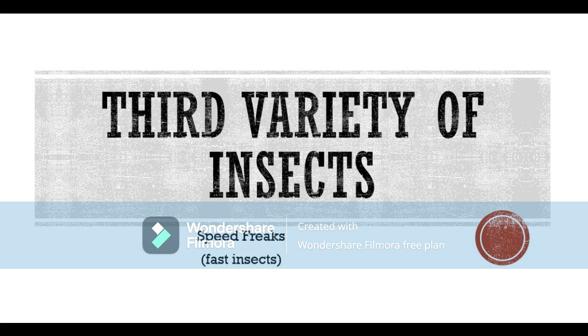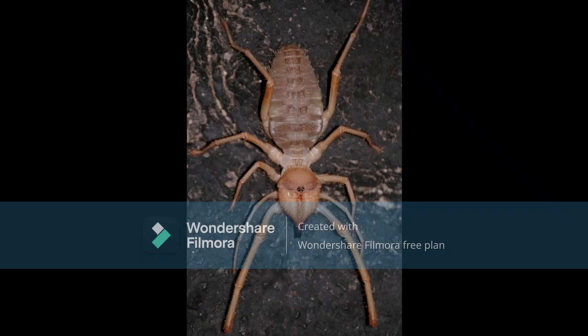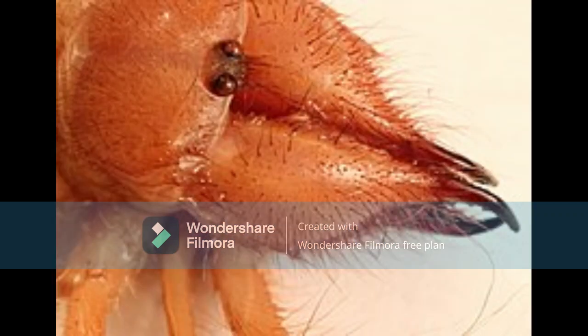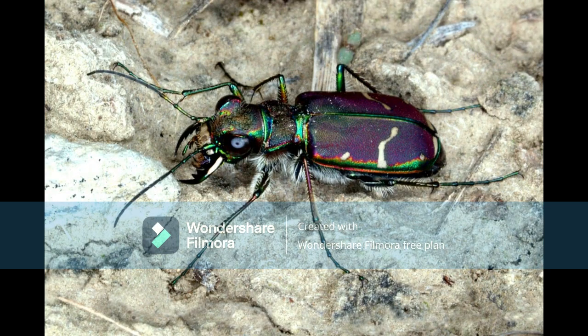The third variety is speed freaks, fast insects. One of the fastest running of all invertebrates is the solifuge, also known as camel spider or wind scorpion. It isn't a true spider or a scorpion, but it's an arachnid with 8 legs. The solifuge looks as if it has 10 legs, but its two front legs have special sensory organs to track down its prey. An Australian tiger beetle is probably the world's fastest running insect. A fierce hunter, this beetle can run 9 km per hour while chasing its prey.